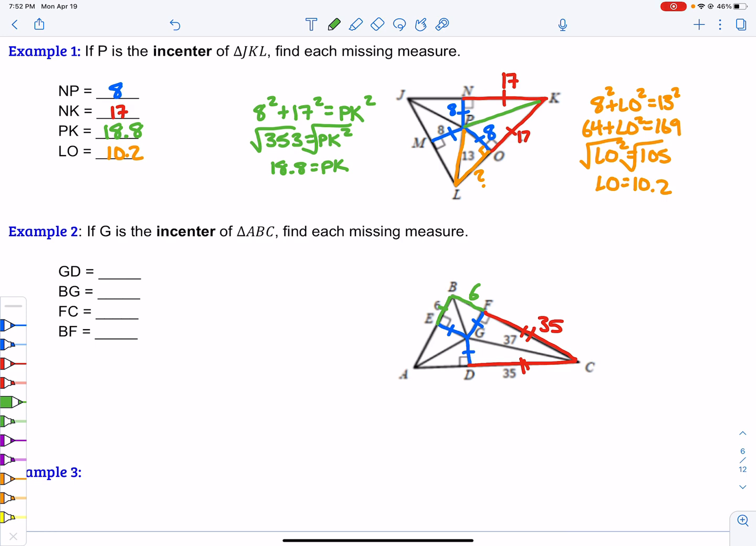FC we said was 35. So let's go ahead and answer that one. And then BF we have said is equal to 6. So then let's work on the first one we need Pythagorean theorem for. So GD is right here. And we have 2 sides of this right triangle, so we can use it to figure out that missing piece. So we can say the hypotenuse is 37, one leg is 35, and we're looking for the other leg, which is GD. So I'm going to say GD squared plus 35 squared equals 37 squared.